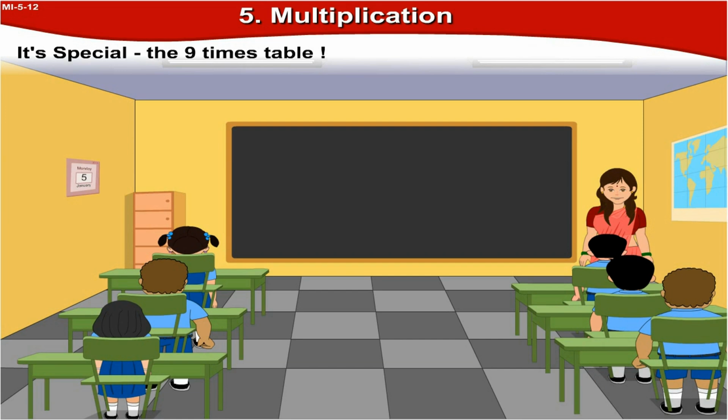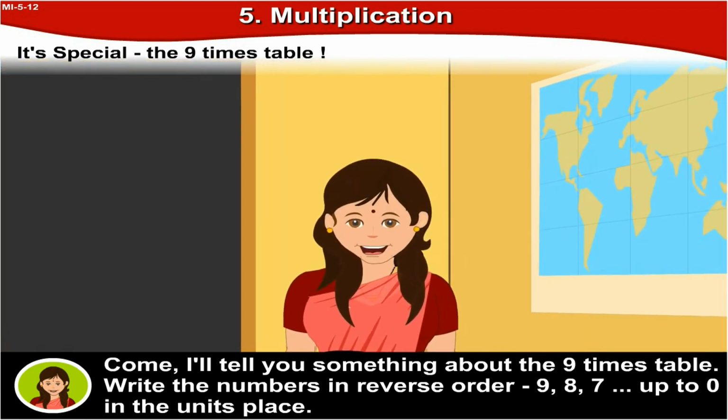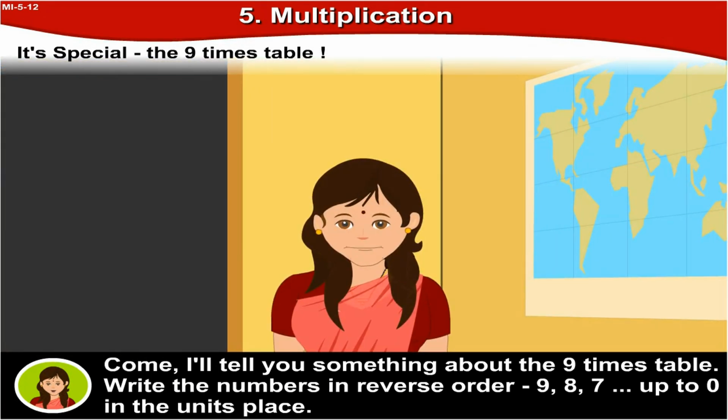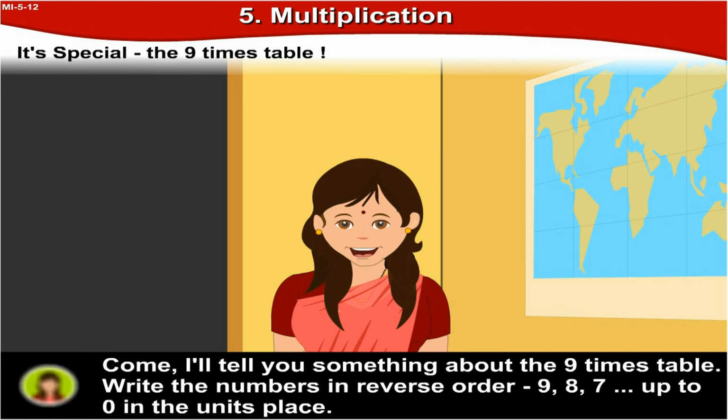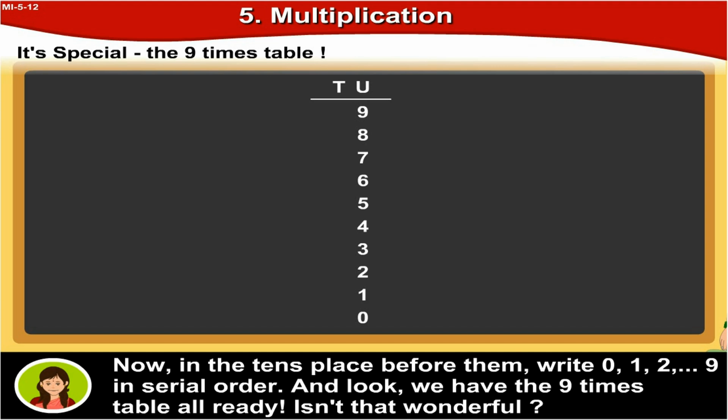It's special, the 9 times table. Kids, I have something very interesting to share. Come, I'll tell you something about the 9 times table. Write the numbers in reverse order 9, 8, 7 up to 0 in the units place. Now, in the tens place before them, write 0, 1, 2 up to 9 in serial order.